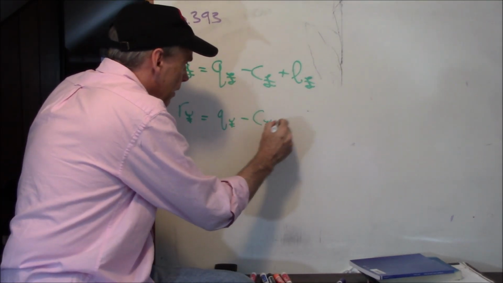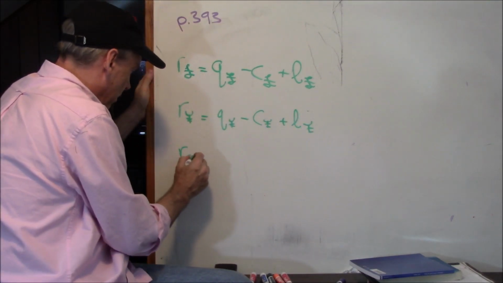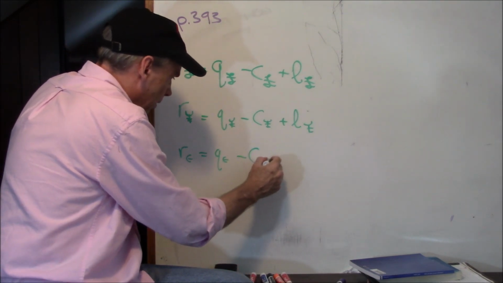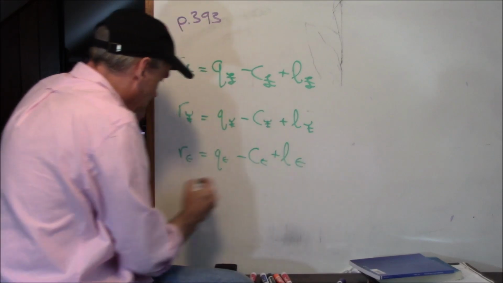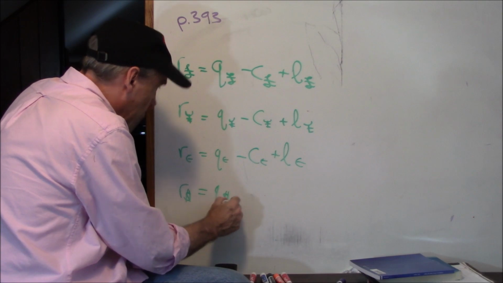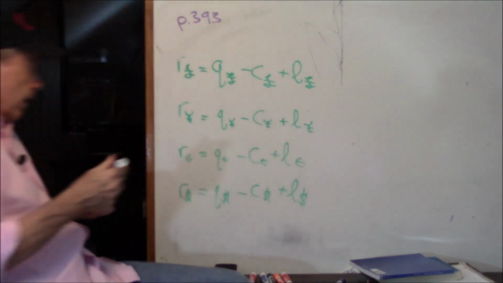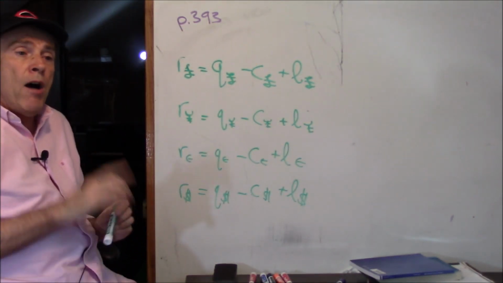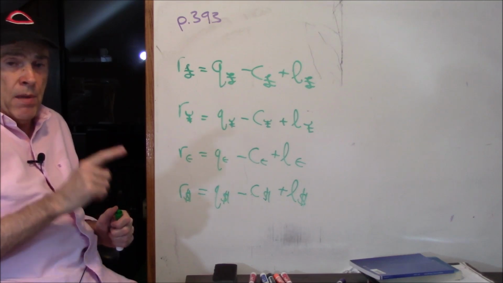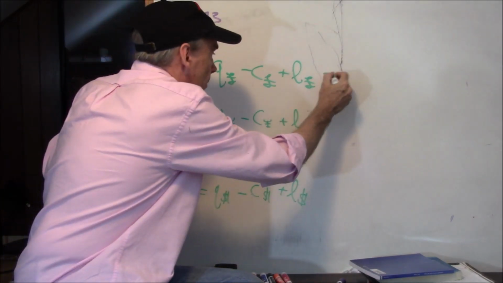C yen plus L yen R euro equals Q euro minus C euro plus L euro, and then the dollar. R dollar equals Q dollar minus C dollar plus L dollar. Okay, here's my question. How many of those need an A variable? And the answer is n minus 1, where n here is 4. However many currencies we have, it's always n minus 1. Check it out.